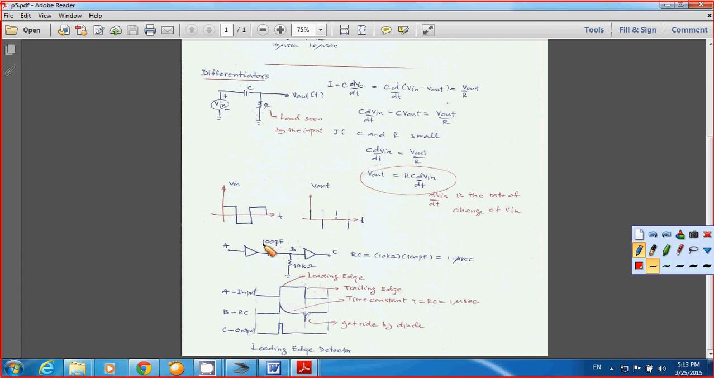Okay, if I have C to be 100 picofarad and I have R to be 10 k ohms, of course your time constant can be found from R multiplied by C. So you end up with 1 microsecond. You have input coming in. It's the same thing, just like the circuit above. And for B, you're going to have the output across the R.